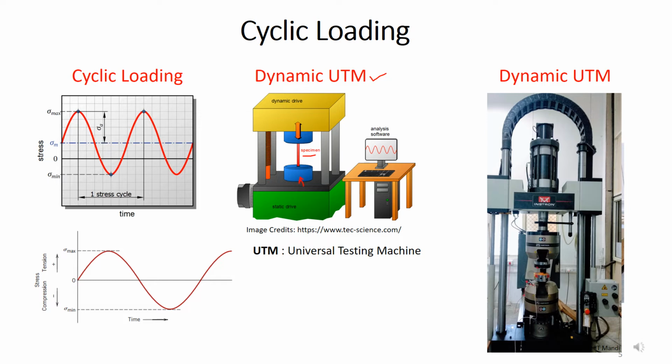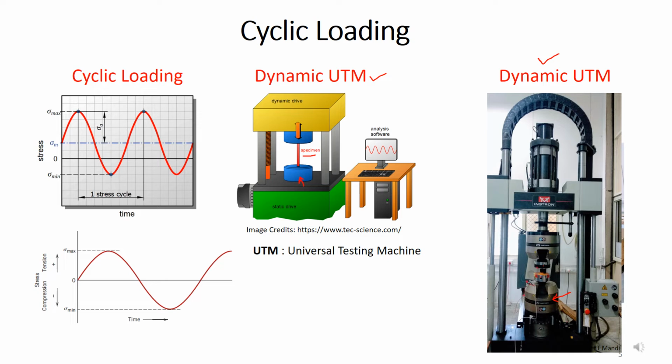So this is the actual dynamic machine. This is a hydraulic dynamic machine. This is the bottom grip, which is fixed, and the top grip can be moved in the upward and downward directions according to your load application, and the sample is placed in between these two grips. So you can apply either tensile or compressive cyclic load.